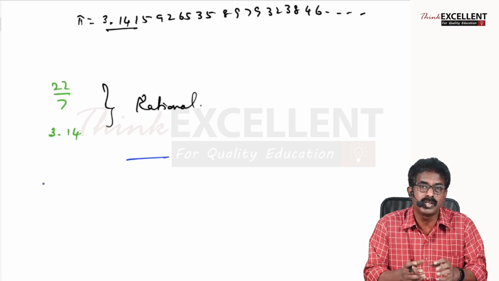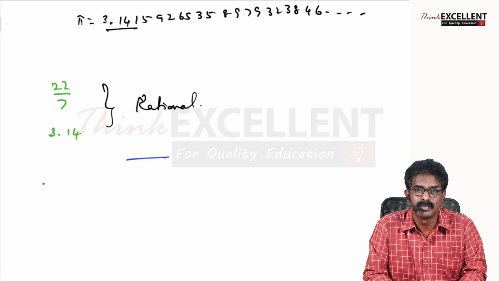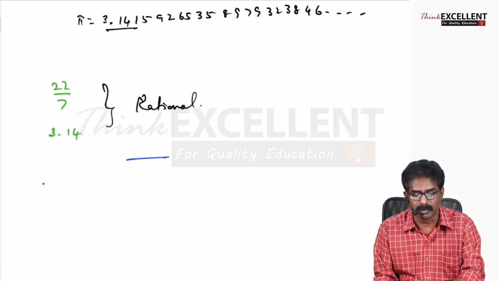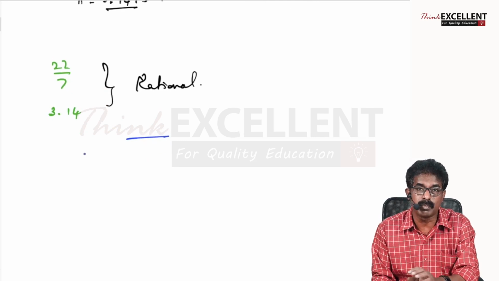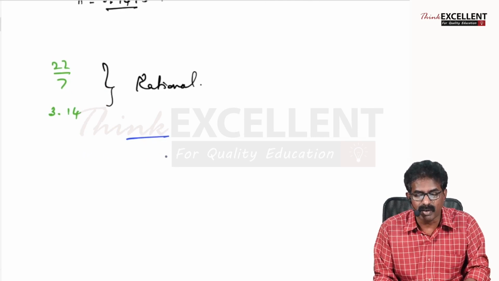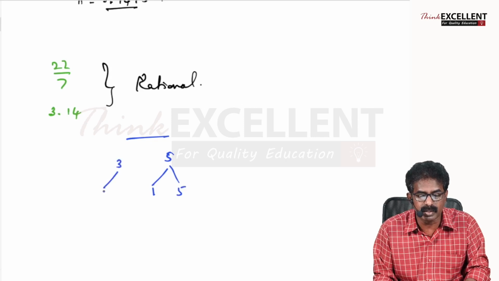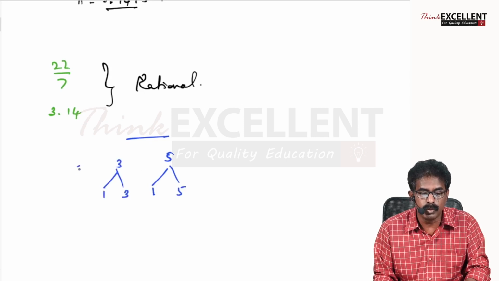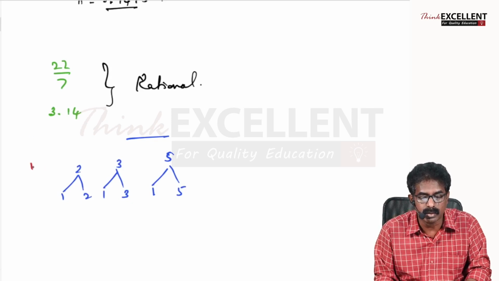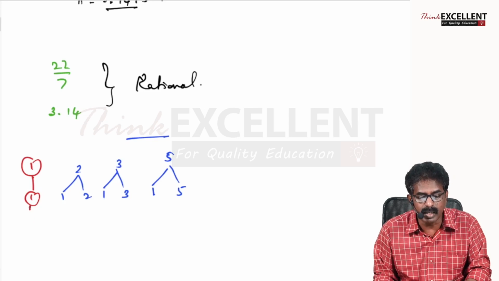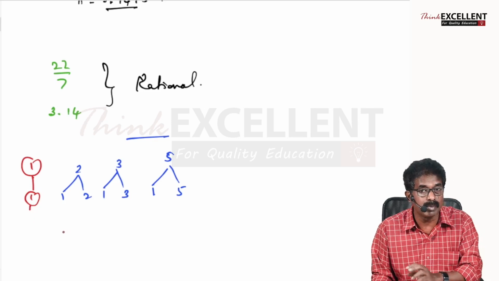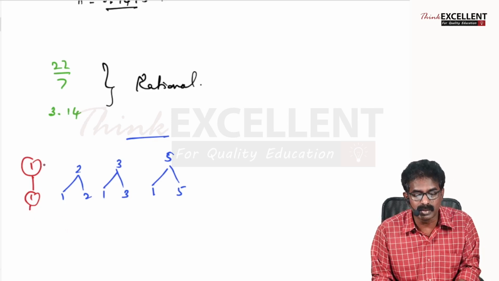Can you say which is the smallest prime number? Some of you are telling it is 1, right? It is not a prime number. 1 is not a prime. Because a prime number must have 2 factors. 5 is a prime number. The factors are 1 and 5. 3 is a prime number. Factors are 1 and 3. 2 is a prime number. Factors are 1 and 2. But what about 1? It has only 1 factor. So this 1 is neither prime nor composite. So 1 is not a prime number.